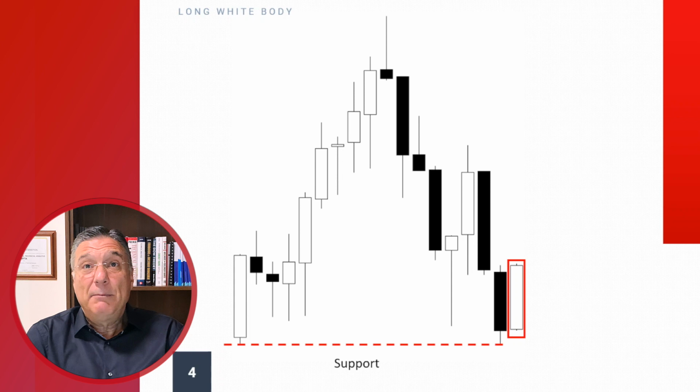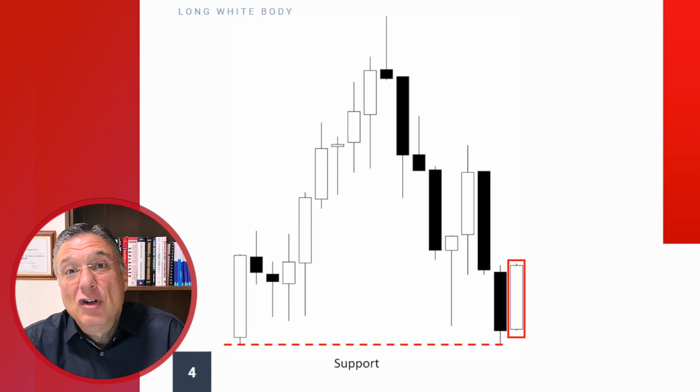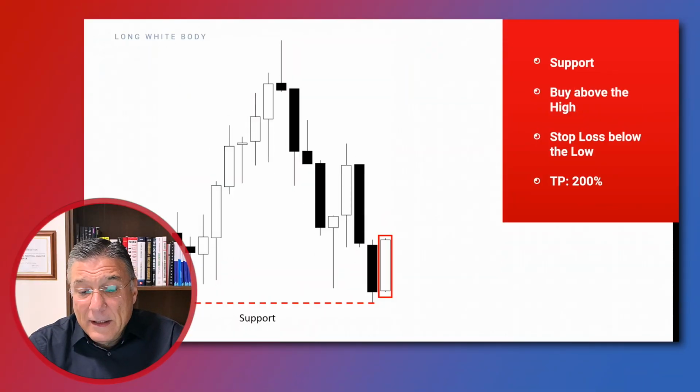This is very important because now we use additional technical tools, not only the long white body, because just using a Japanese candlestick reversal pattern is not enough of an excuse to trade the markets. You need additional excuses, additional tools to agree with your decision to enter the market. And the support area in this case supports exactly that. We are going to open a trade.